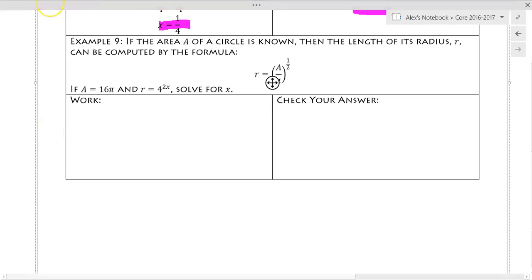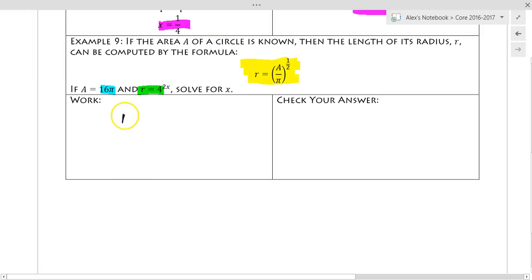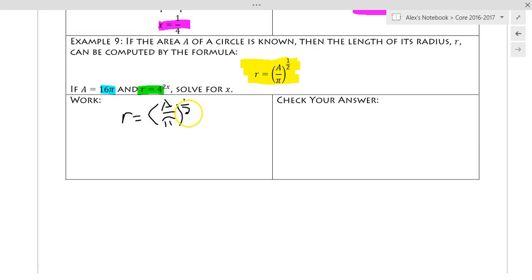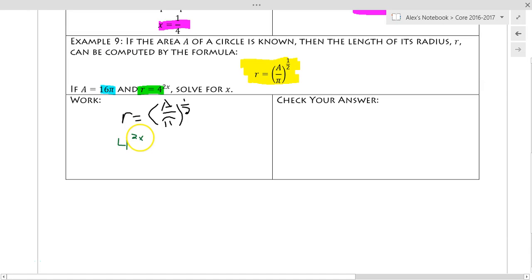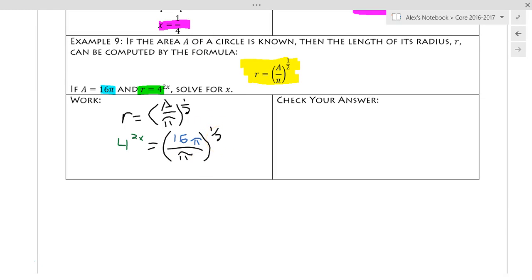So example 9. If the area A of a circle is known, then the length of its radius r can be computed by this same formula, R equals A over pi to the 1/2. So we're going to say A is 16 pi, and r is 4 to the 2x. So I'm going to start by writing out my formula. R equals A over pi to the 1/2. So I'm going to plug in 4 to the 2x for r, equals, my A is 16 pi, over pi to the 1/2.